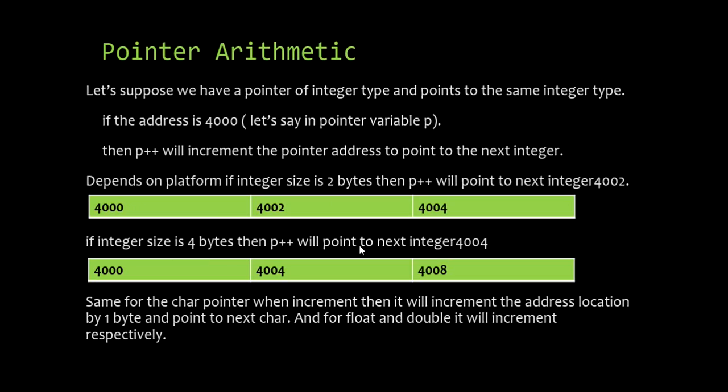Based on the platform, it may also have 4 bytes for an integer variable, and the same for the character pointer. While incrementing, it will increment by 1 byte, and for float and double it will increment respectively.